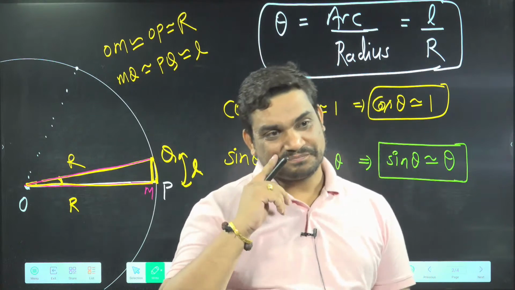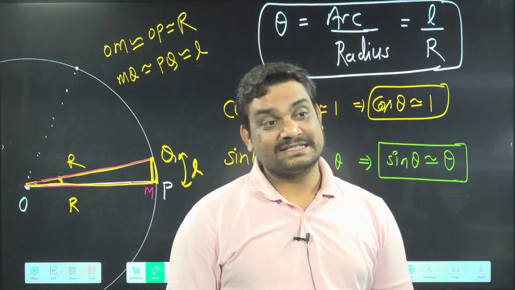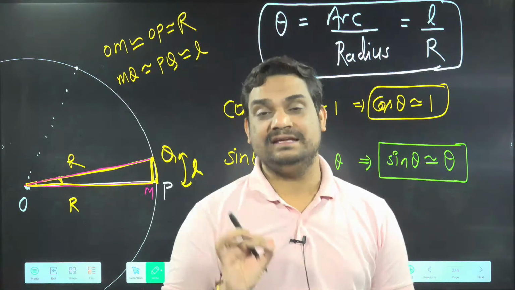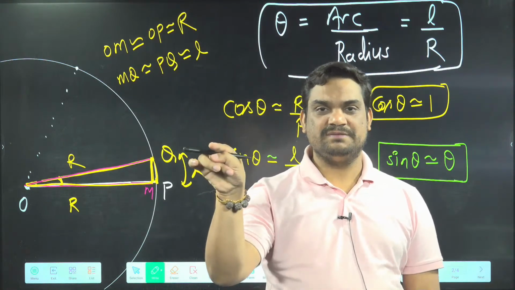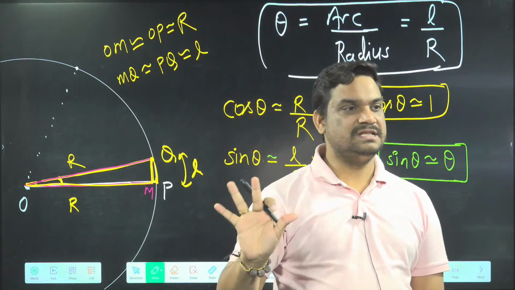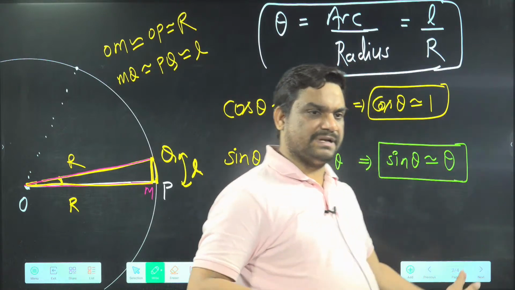Suppose 9 degree is given. Sine 9 degree, what can we write? Sine 9 into pi by 180. 9 by 180 times pi, pi by 20 will be the answer. Okay, we'll do examples.